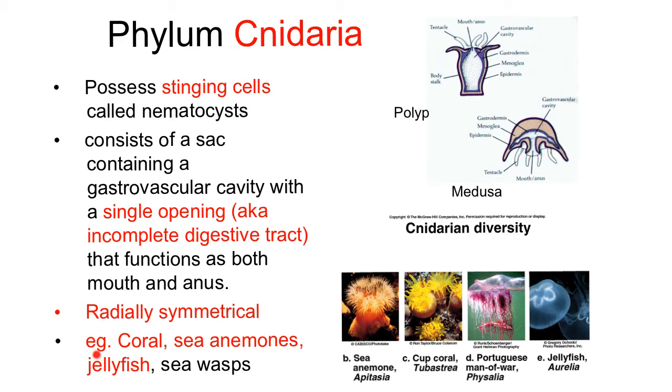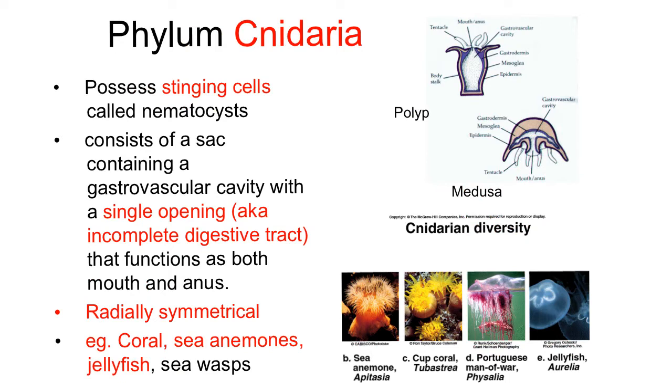It doesn't go all the way through the creature, so we say it's an incomplete digestive tract. Given that corals are part of this phylum, there's an obvious important ecological factor because our coral reefs are a source of food and habitat for many, many species. Now, one other interesting thing about our jellyfish or cnidaria is that they all contain stinging cells. These stinging cells are useful because they can help to capture prey or defend against predators.